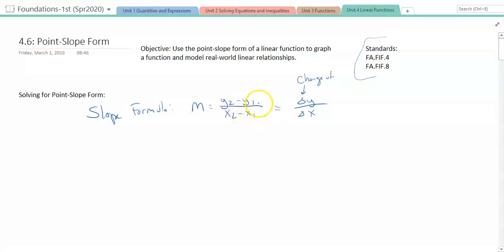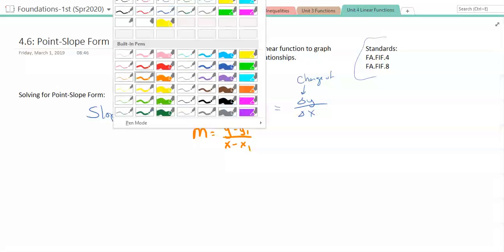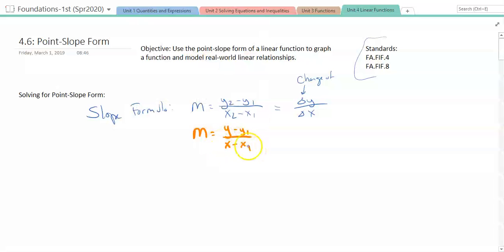And so we're able to manipulate this formula into a new form. What we're going to do is relabel a couple things. I'm going to keep the m. I'm going to change my y2 and my x2 to a generic y and a generic x, but I'm going to leave my y1 and my x1 with the ones behind them. Now, I'm going to do another step here, and it's to get rid of this denominator. Well, remember, the denominators are division, so to undo division, we have to do what operation? Multiplication. So I'm going to multiply both sides by this denominator.